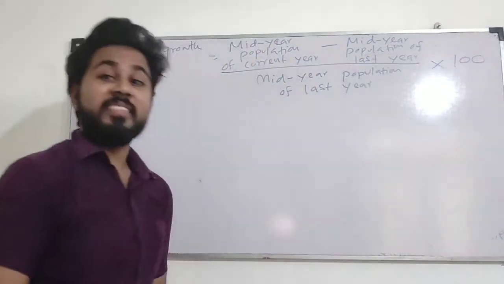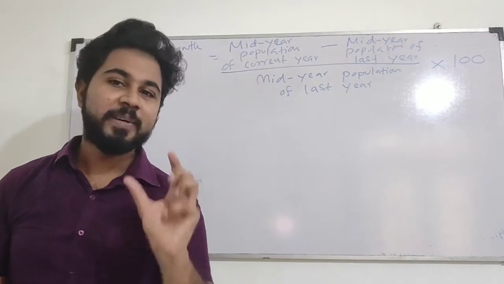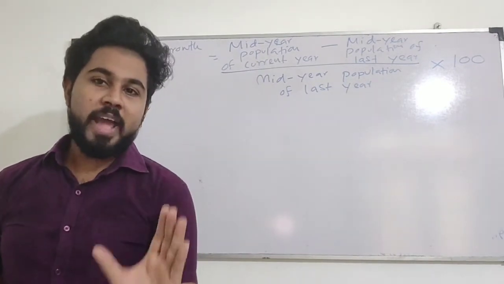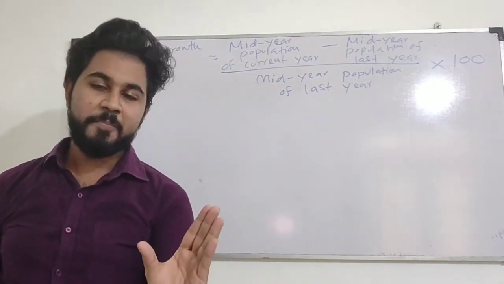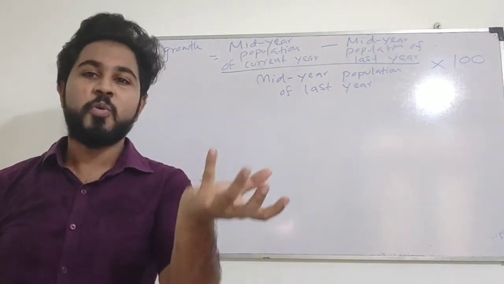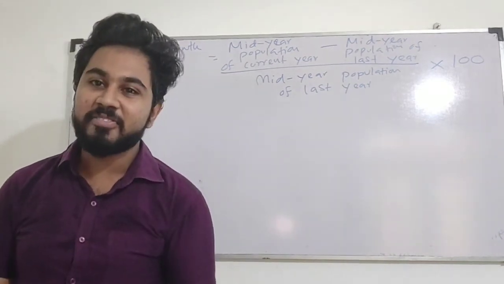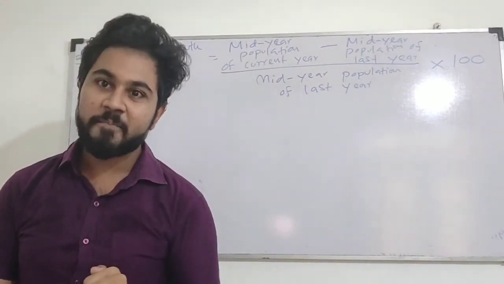Okay, multiplying this by 100 means we are taking the answer as a percentage. That means by how much of percentage does current population increase compared to last year population? That is the exact meaning of the population growth rate.